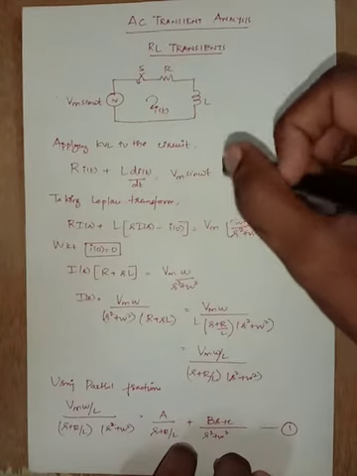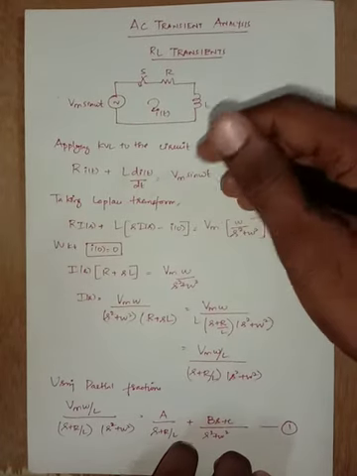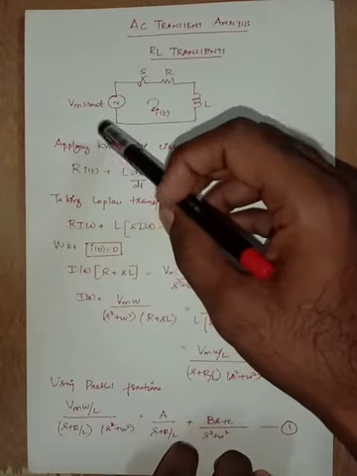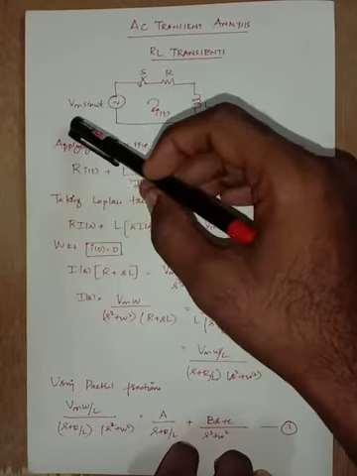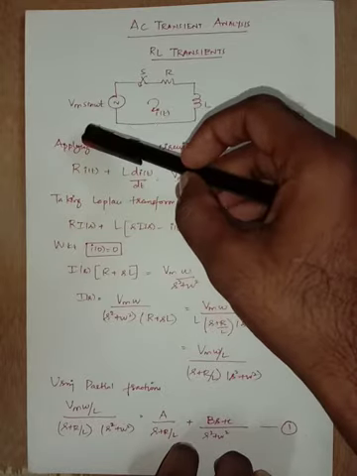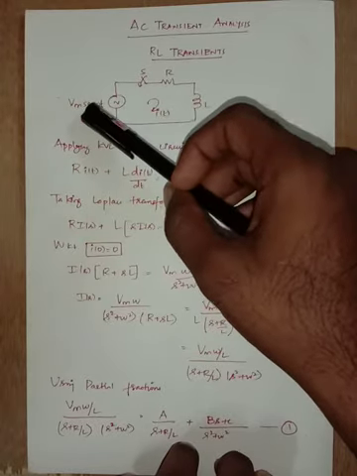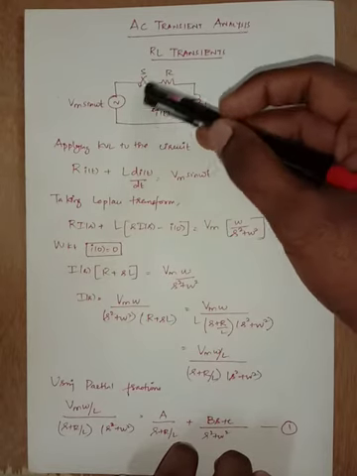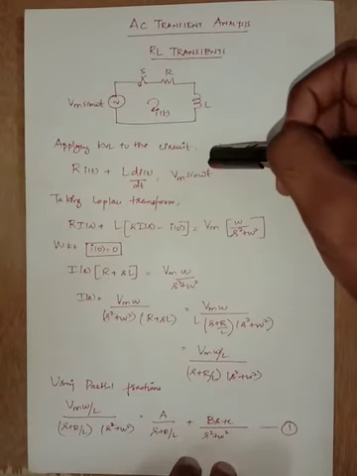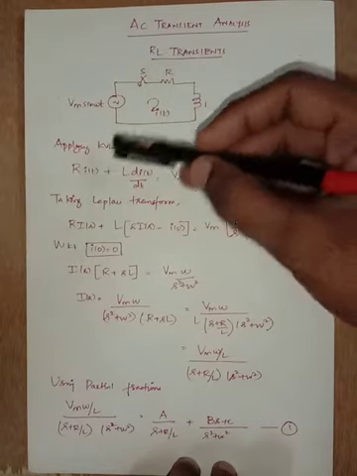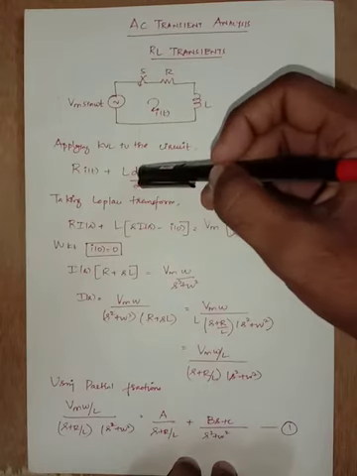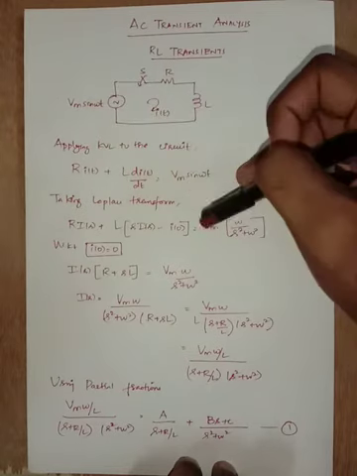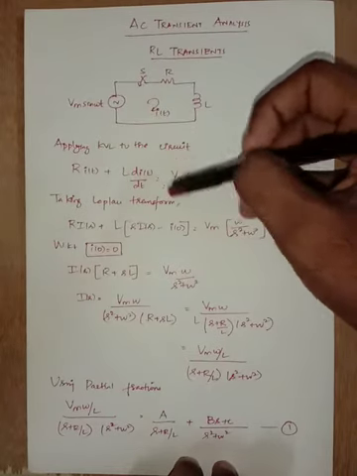The entire derivation is similar to the DC source derivation, but the only difference is we have to apply the Laplace transform for this AC source, and from there we have to take a different path. So we'll see one by one. Let us assume the current through the circuit is I of t. Applying KVL to the circuit, we get R into I of t plus L di by dt is equal to Vm sine omega t. So this is your source value.